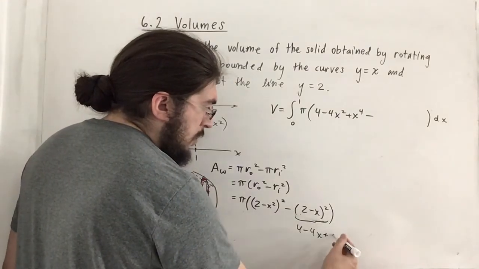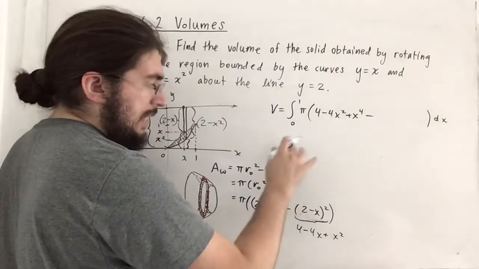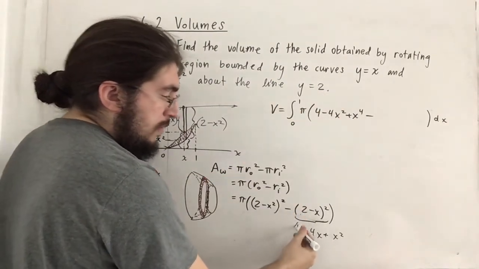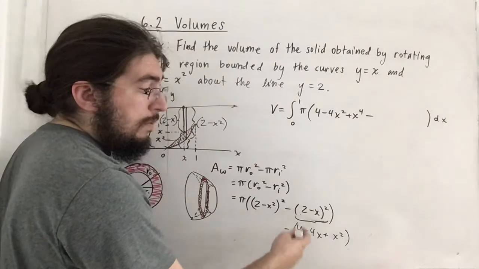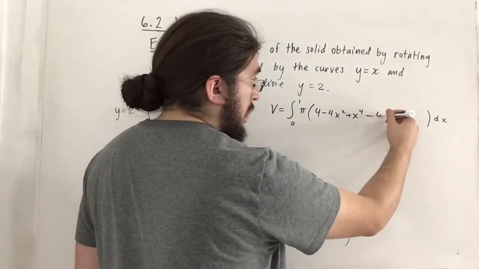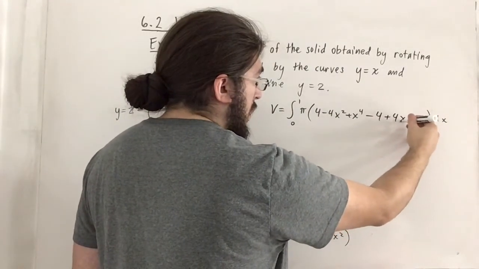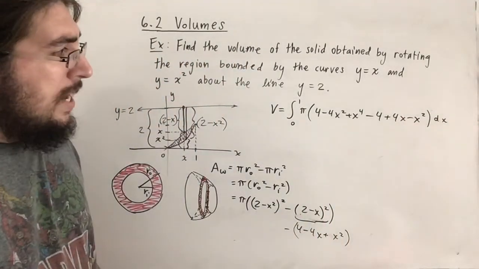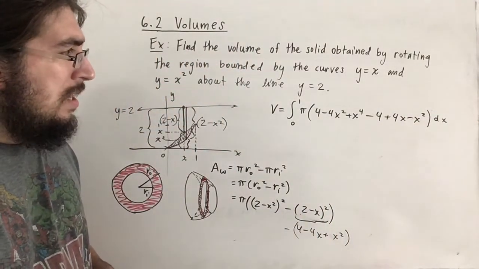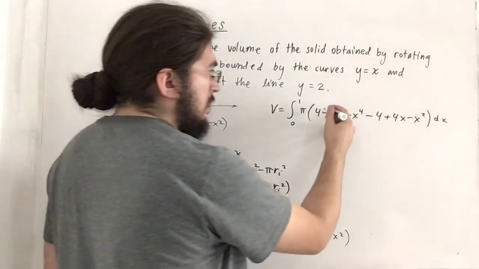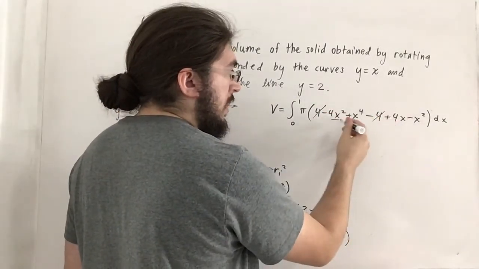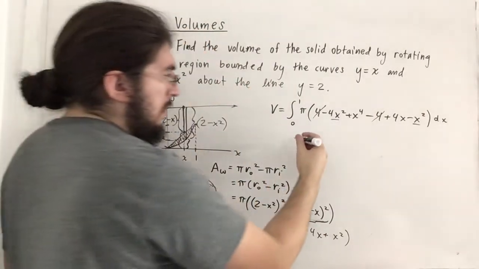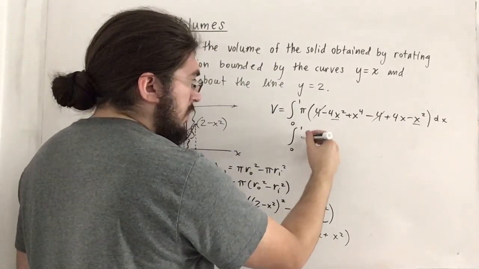But since we're subtracting, I'll distribute the negative. So if you distribute this negative, you actually get negative 4 plus 4x minus x squared. Perfect. Awesome. Now can we combine anything? Well, yeah, I guess we can. So notice the 4's actually cancel out completely, and the x squared is combined to negative 5x squared, and that's really about it. So we have the integral still from 0 to 1.